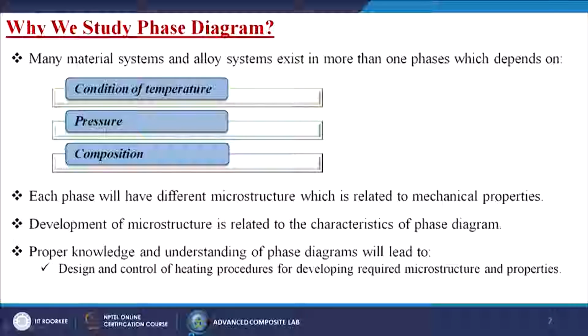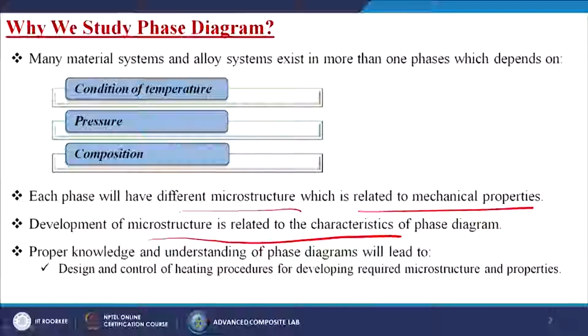Each phase will have a different microstructure which is related to the mechanical properties. Later we will see that one material can stay in different phases. Development of microstructure is related to the characteristics of the phase diagram, and proper knowledge and understanding of the phase diagram will lead to design and control of heating procedures for developing the required microstructure and properties.